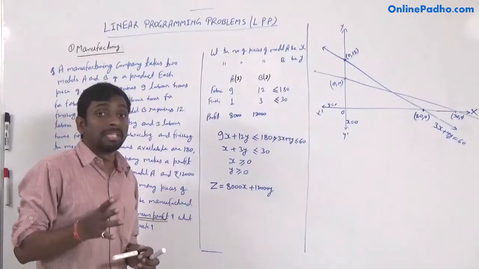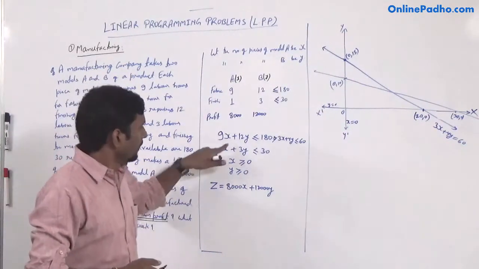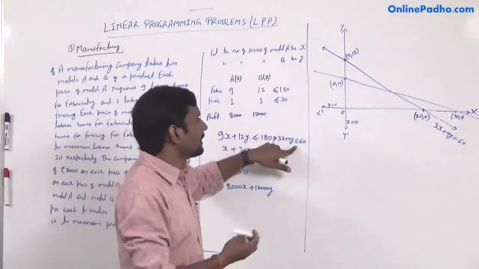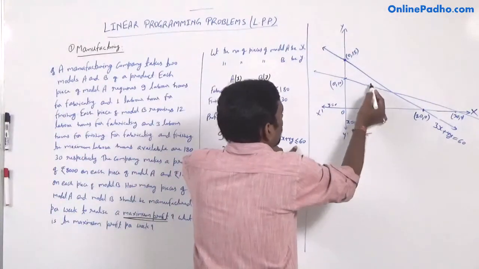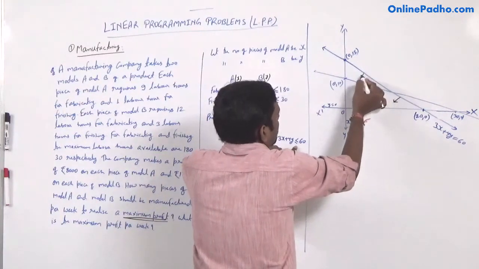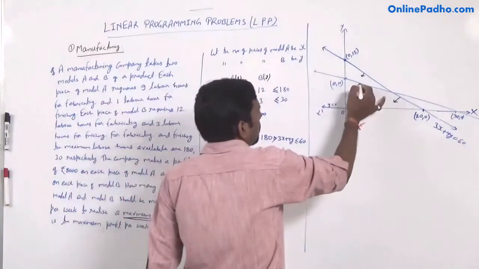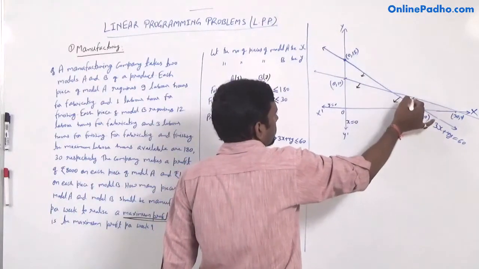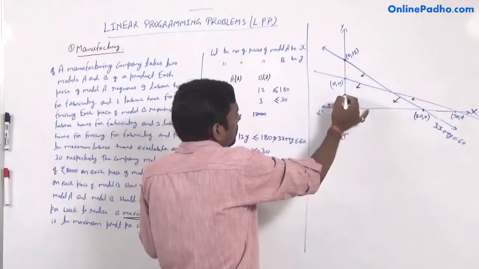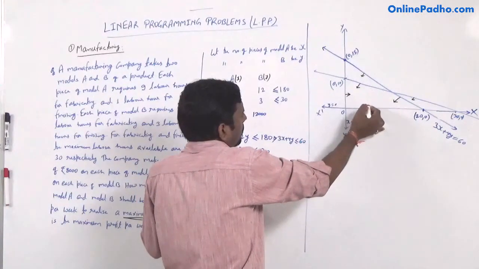Now we have to find the common region of all the 4 inequalities. First one, 3x plus 4y less than or equal to 60. Less than means towards the origin. X plus 3y less than or equal to 30 means towards the origin. X is greater than or equal to 0 and y greater than or equal to 0.